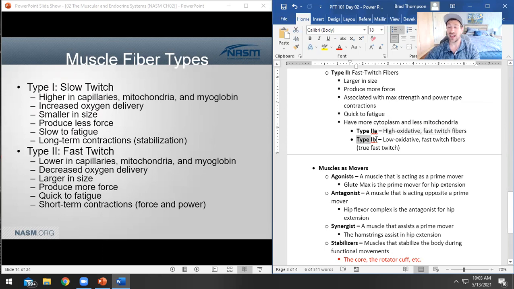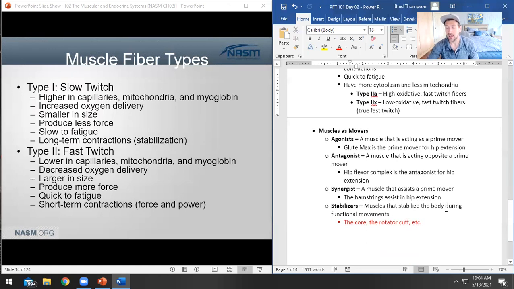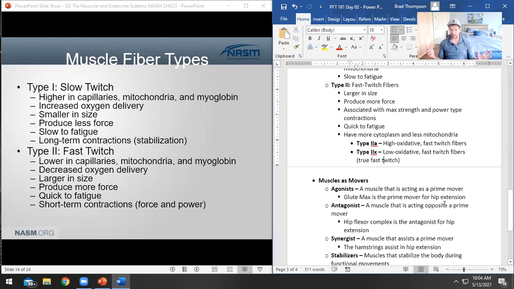But then we have our type 2X muscle fibers, which are your low oxidative fast twitch fibers. These are your true fast twitch fibers. Type 2X is like the most powerful, crazy type of fiber that is then immediately exhausted, right? When you think about a power lifter, or the world's strongest man competitions, their job is to do one really big, powerful lift, take a barbell, get that thing up overhead. And then that's the entire sport. They're done for the day, right?